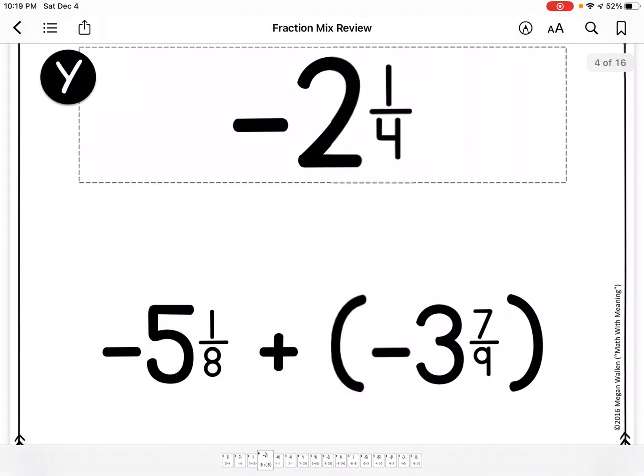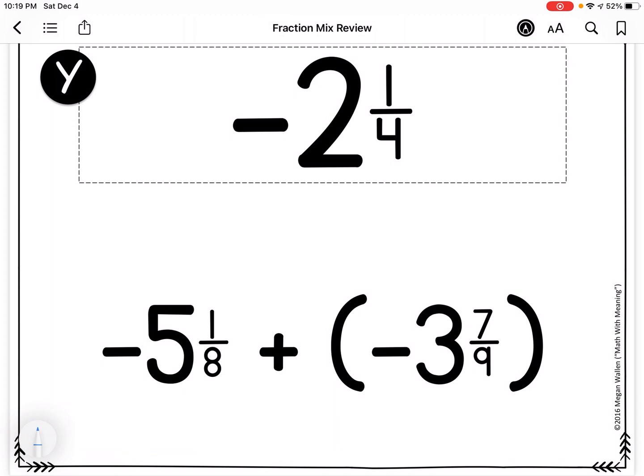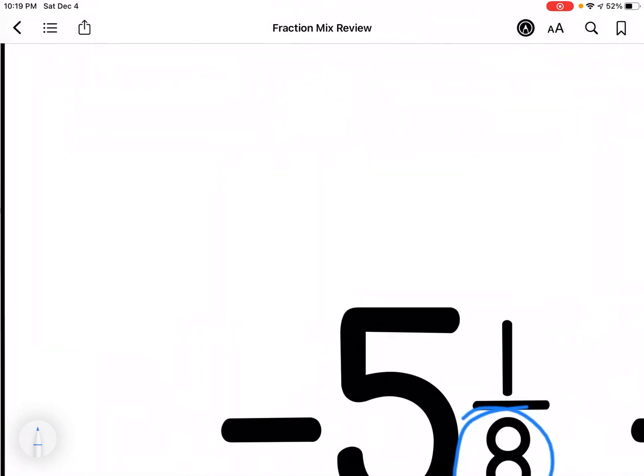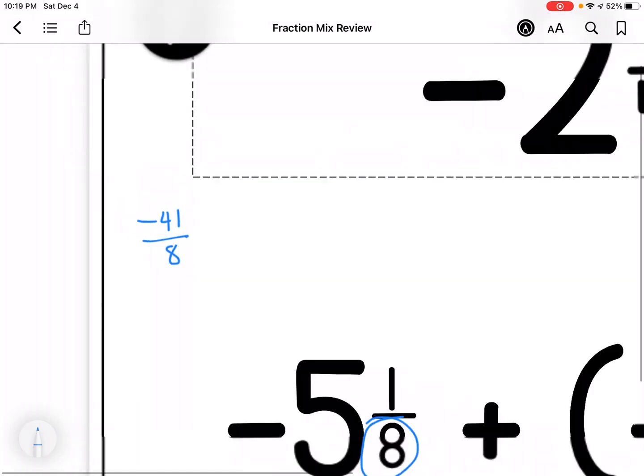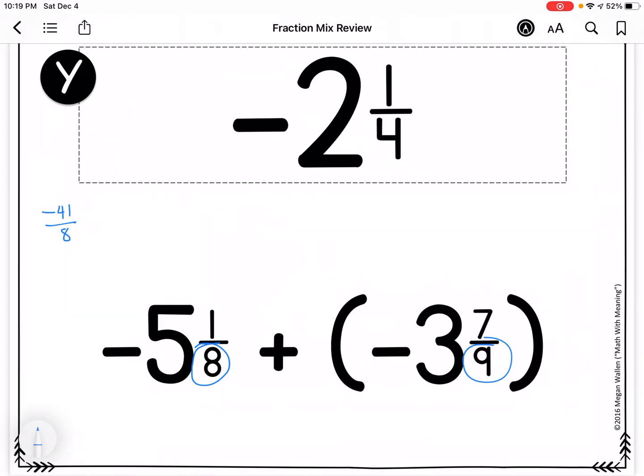All right, I'm adding. My signs are the same, so I can add, and I have to make sure that my denominators are the same. So I've got 5 times 8 is 40, plus 1 is 41, so negative 41 over 8, I think. Yep. 3 times 9 is 27. 27 plus 7 is going to be 34 over 9.